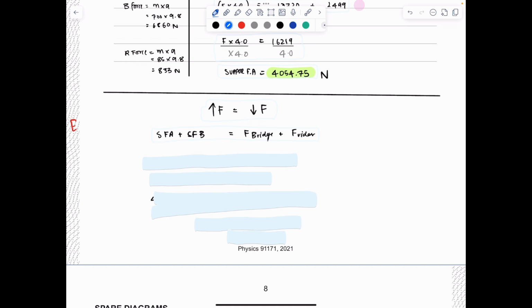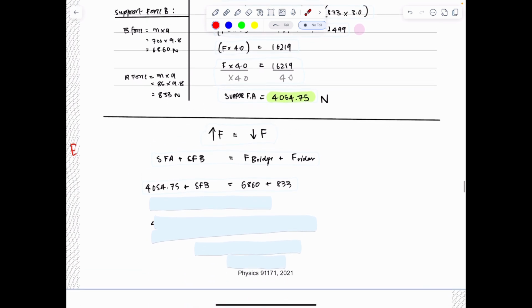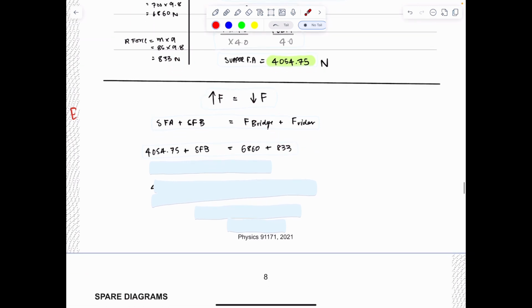Okay, so plugging in the values, let's do it. So support force A we just calculated to be 4054.75. I don't know my support force B. That's what I'll have to rearrange to figure out. So my downwards forces, so my bridge force is 6860, plus the force of the rider, which I worked out to be 833, and then I rearrange. But before I do that, I want to simplify things. So let's plus these values together. I should get 7693, and then now I can rearrange.